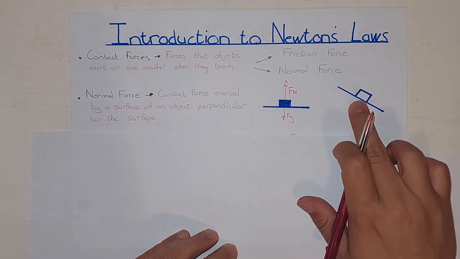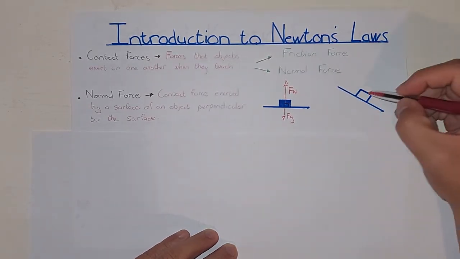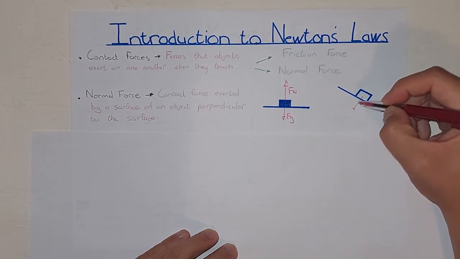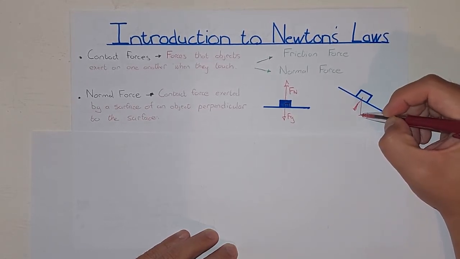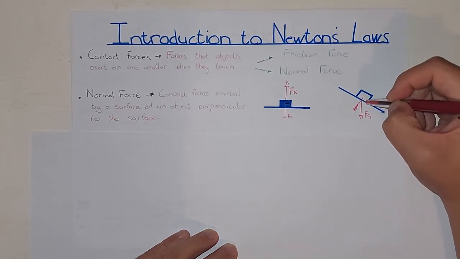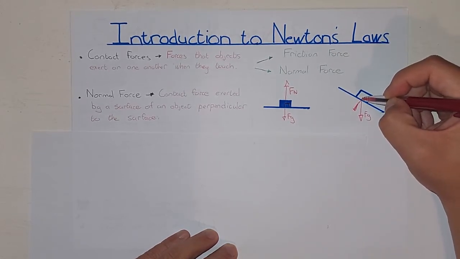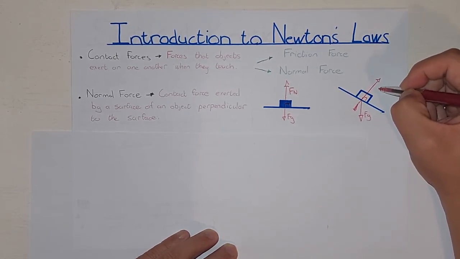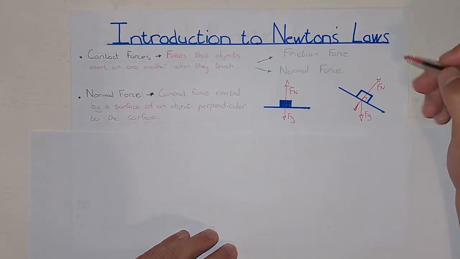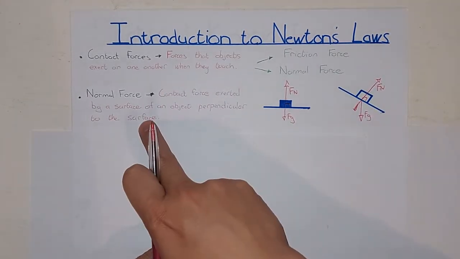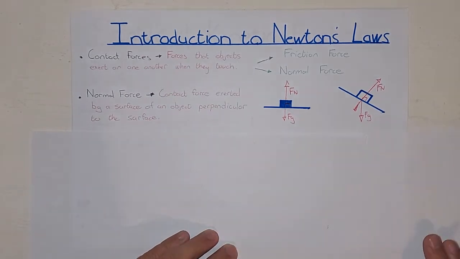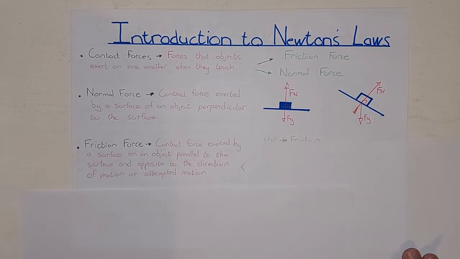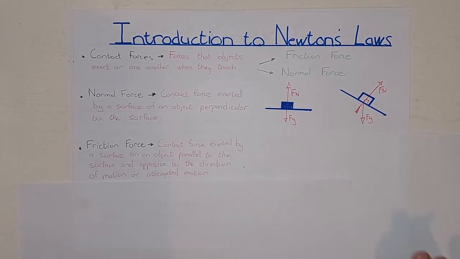And if I look at this object over here, I'll do the same thing. Coming down is going to be Fg, but at this 90 degrees, you can see here, because I'm going to have this little perpendicular, that is going to be my Fn, my normal force, which is perpendicular to the surface. Right, that's very important.